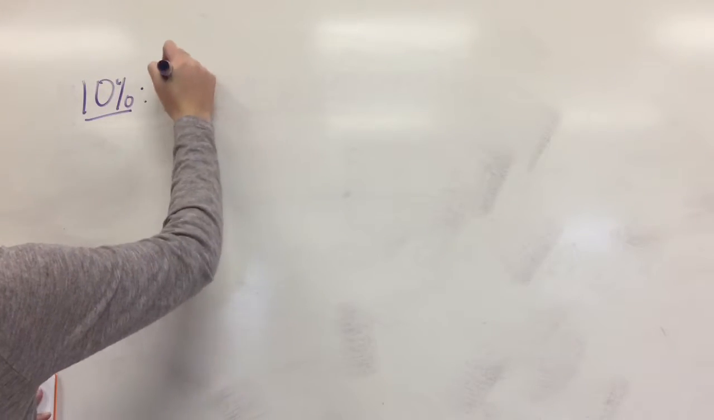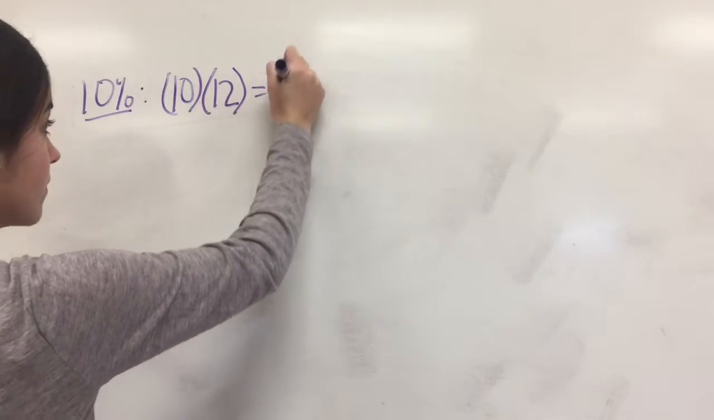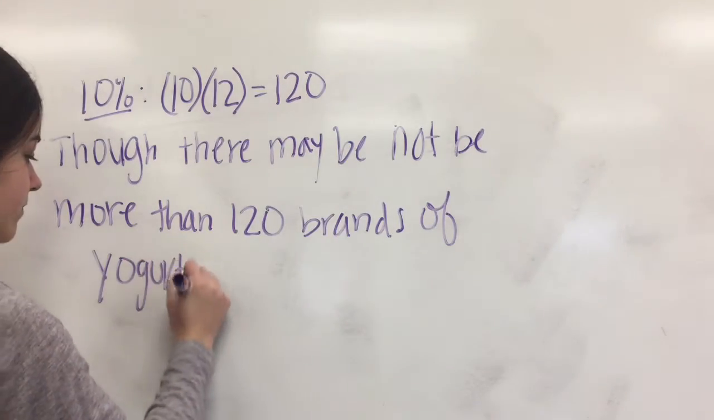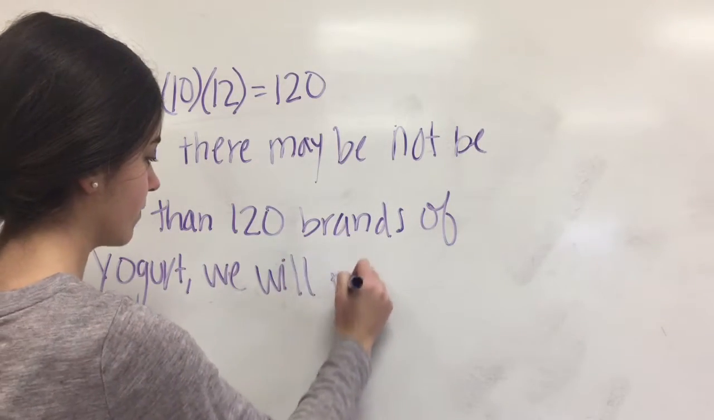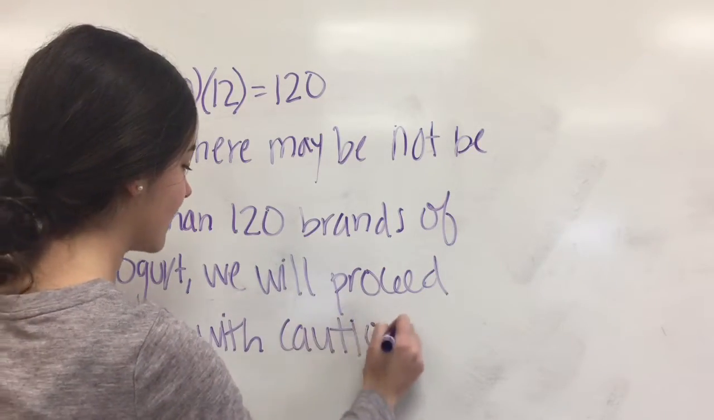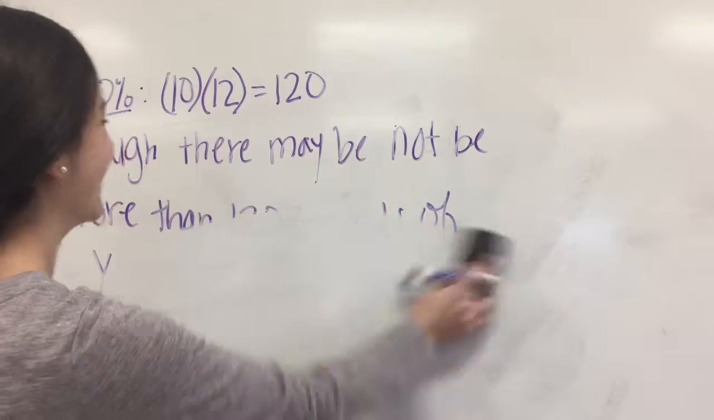The third condition we're going to check is the 10% condition. Since we have a sample size of 12, we're going to multiply that by 10. 12 times 10 is 120. We are looking to see if 120 is 10% of the population. But since there may not be at least 120 yogurt brands, we will proceed with caution.